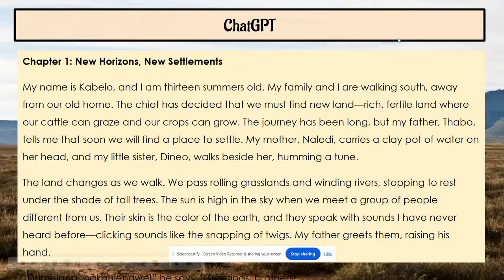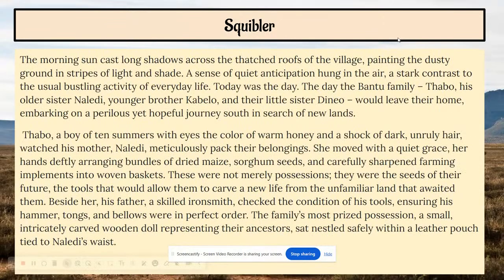But it just wasn't rich enough, so I tried Scribbler. Scribbler was far more graphic, and it said, the morning sun cast long shadows across the thatched roof of the village, painting the dusty ground in stripes of light and shade. A quiet sense of anticipation hung in the air. But Scribbler gave me 84 pages. There was a lot of repetition. It repeated about the men's role in different chapters. It was way too far, and so I had to blend the two. I read the 87 pages, and everything I liked I highlighted, and I pulled it into the ChatGPT, and I smushed it to make my own.